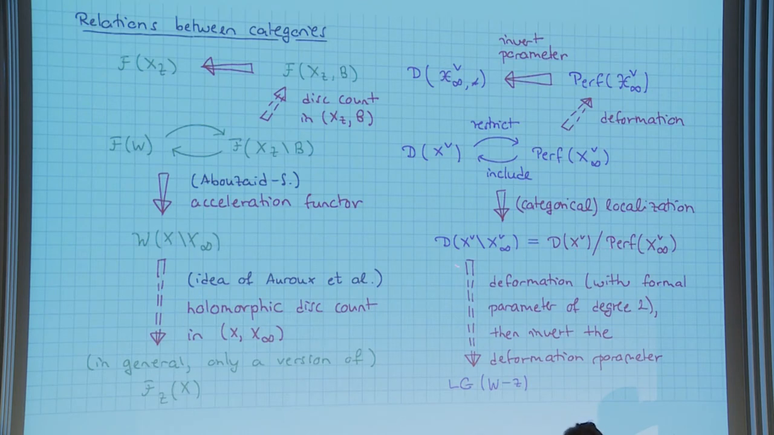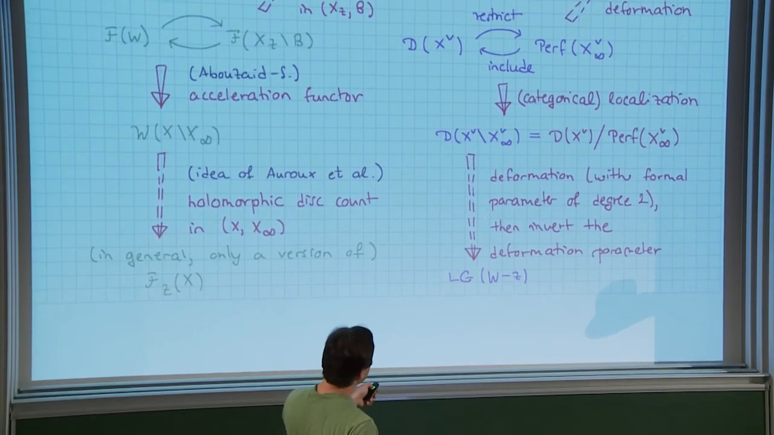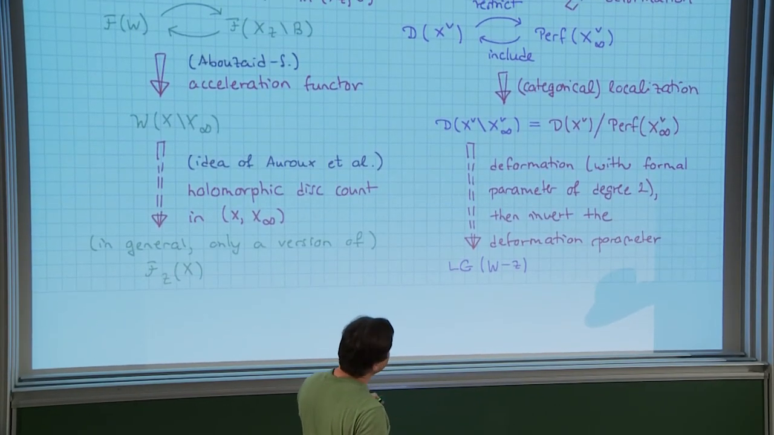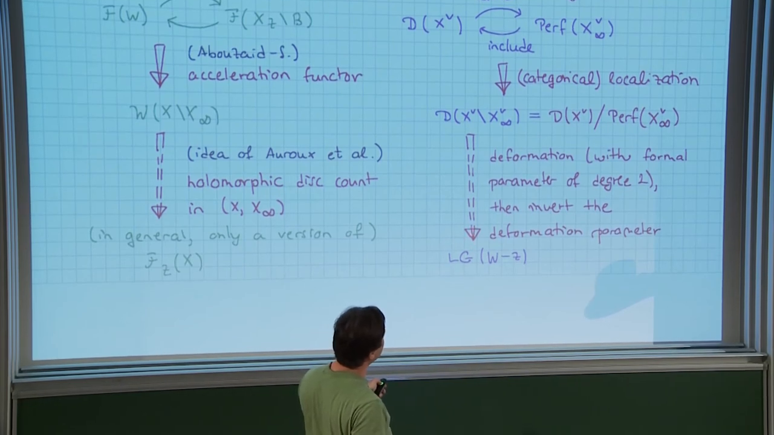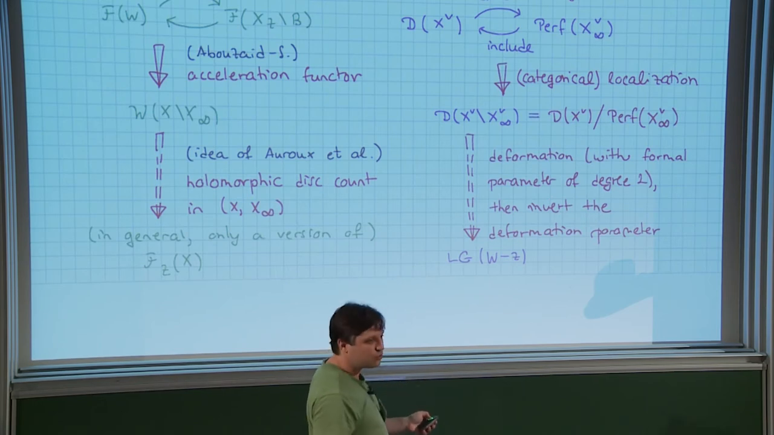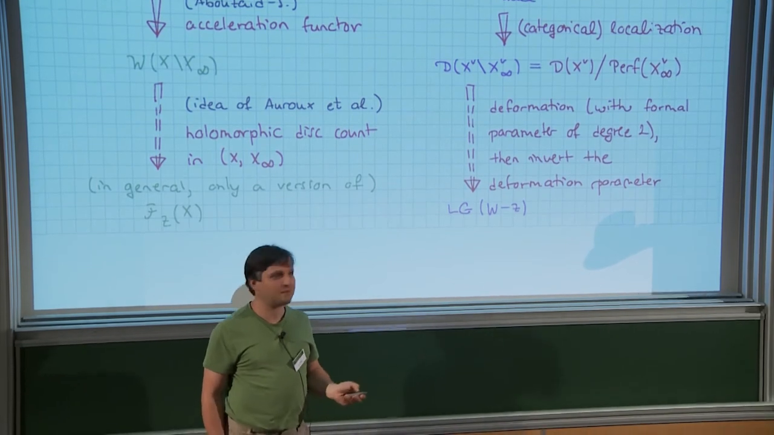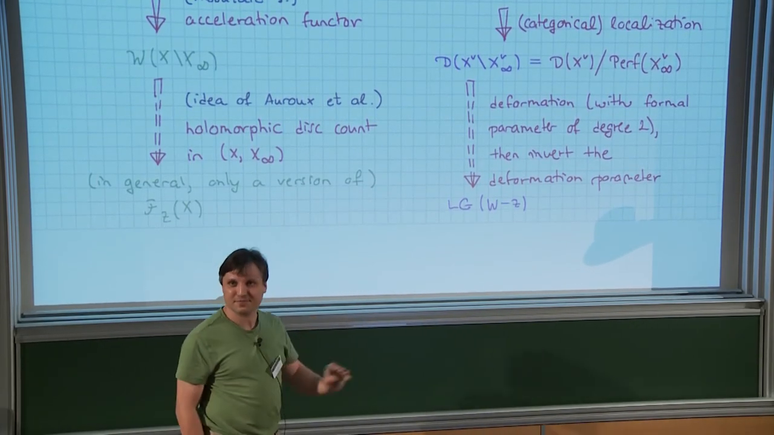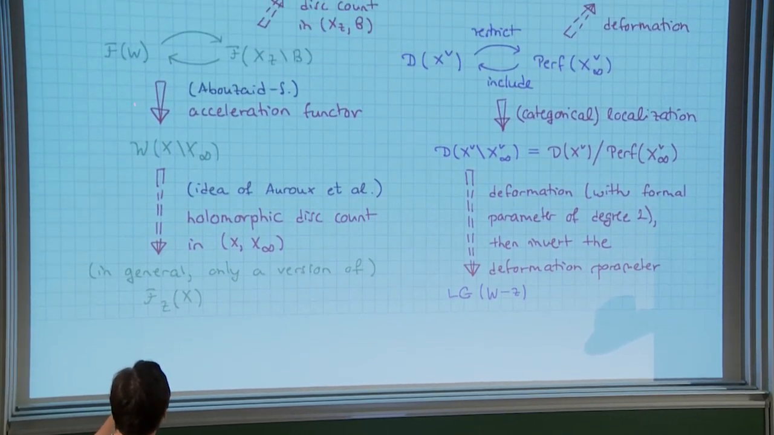And then you get the derived category of the complement. And then the passage from this to the Landau-Ginzburg category, you can think of it as a deformation and then passing to the generic fiber. You have to be somewhat careful because the deformation parameter has degree 2, so the theory doesn't quite look like ordinary deformation theory. But I'm just going to allow myself to say this. Okay? And exactly the same thing holds on this side here.